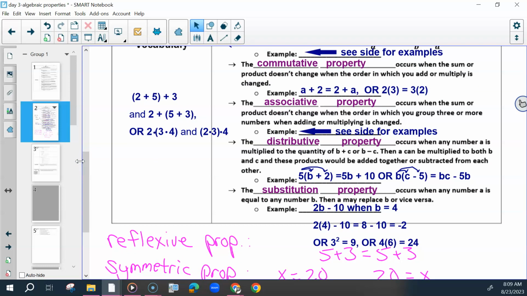When you know what 3 squared is and that equals 9, you can say you used the substitution property. Or when you multiply 4 times 6 and you know what that answer is, you can say you used the substitution property. And then there are a couple that I've written in, but I need to see where we are. Anyone still need commutative or associative?